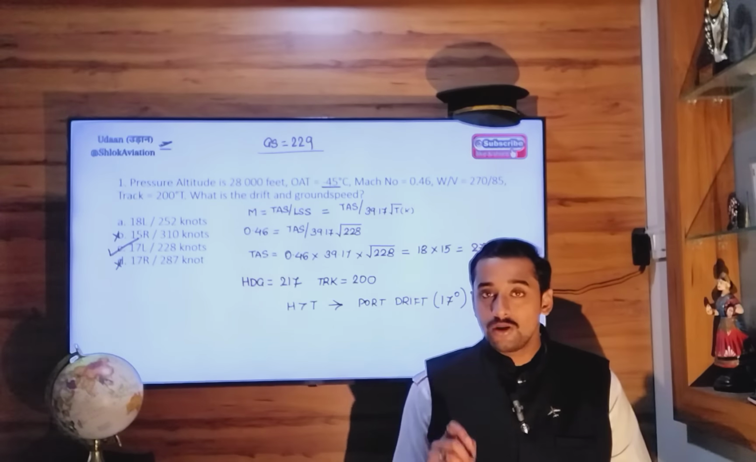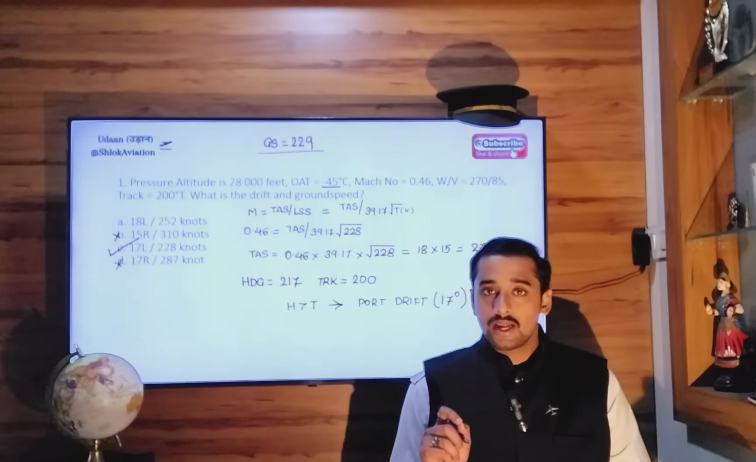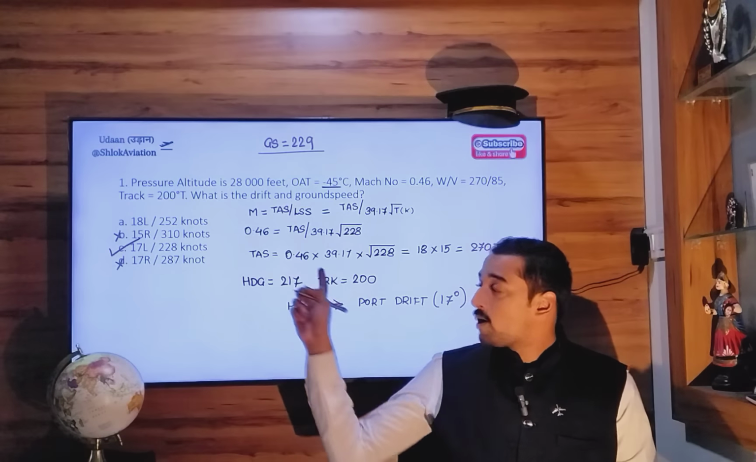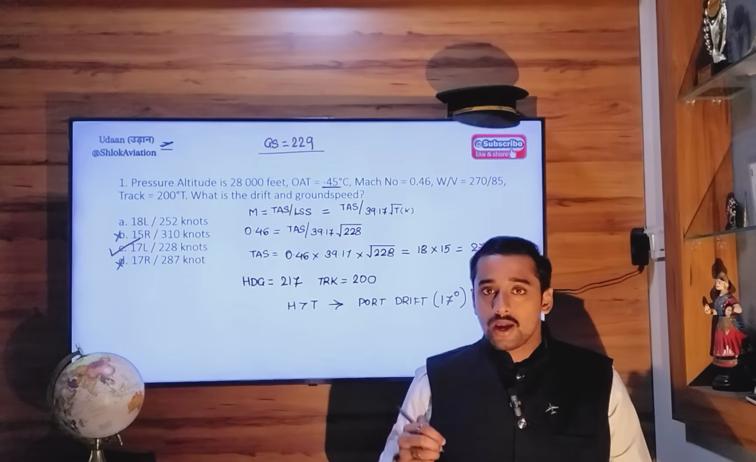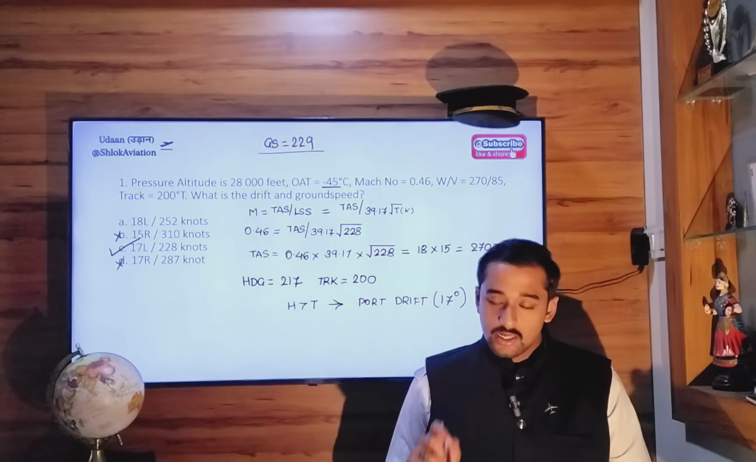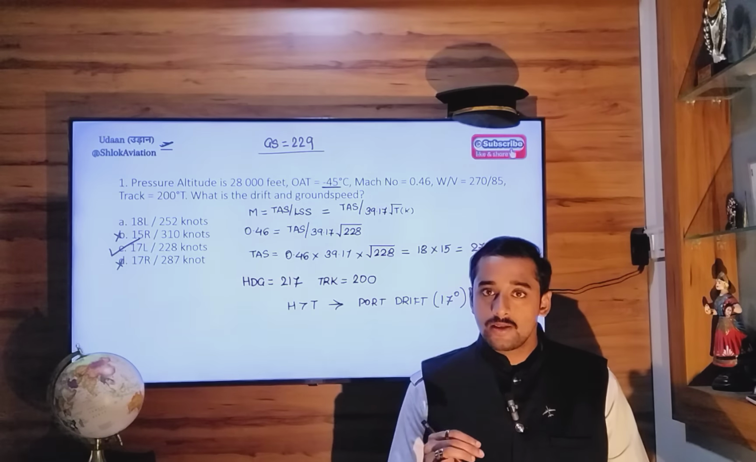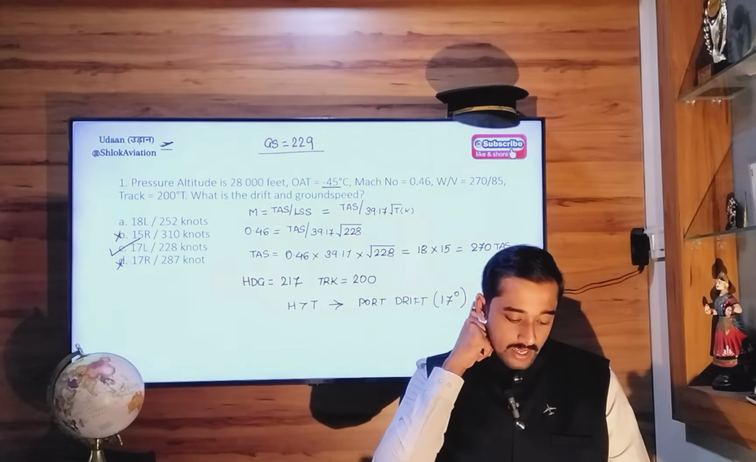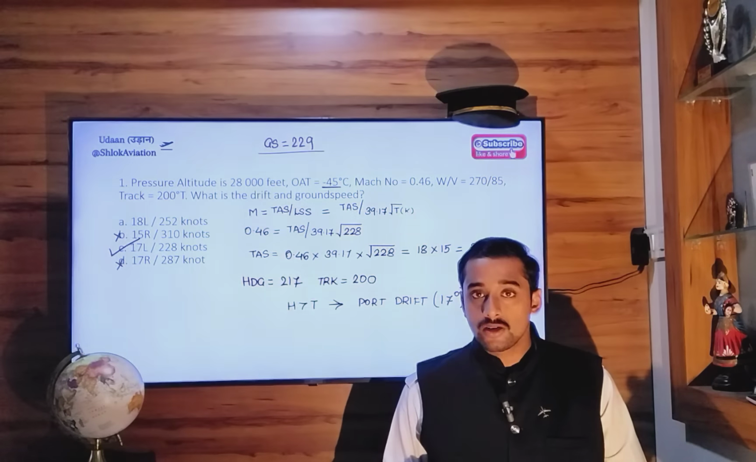Now you can find true airspeed using CX3 directly. I've shown you how to find it using the formula. You can use CX3 and find true airspeed, substitute in the wind correction option. With all the values substituted, you will get ground speed and port drift of 17 degrees.